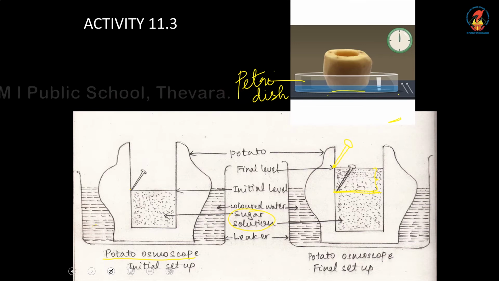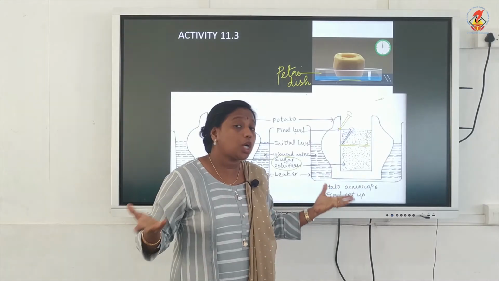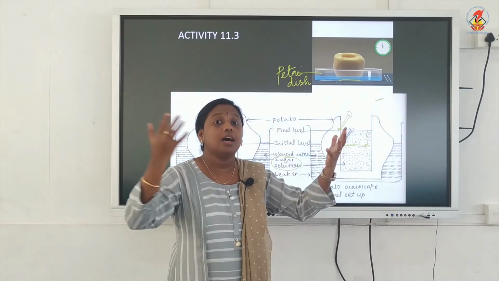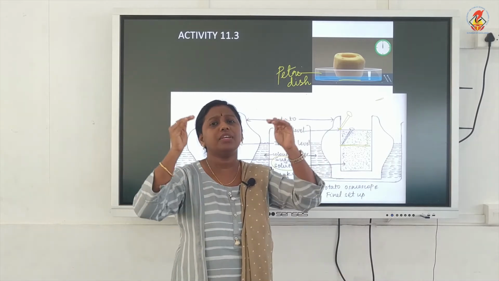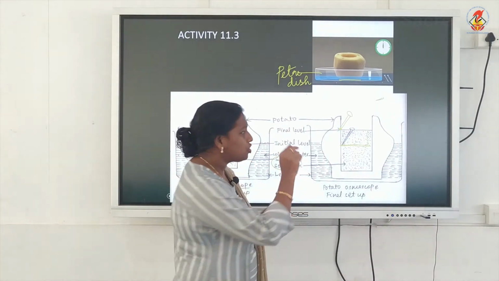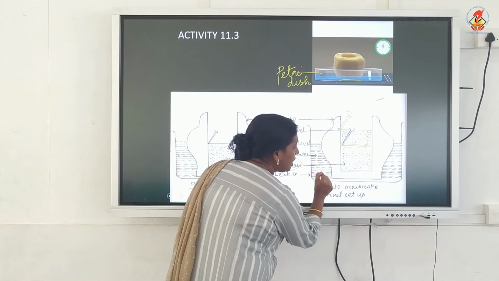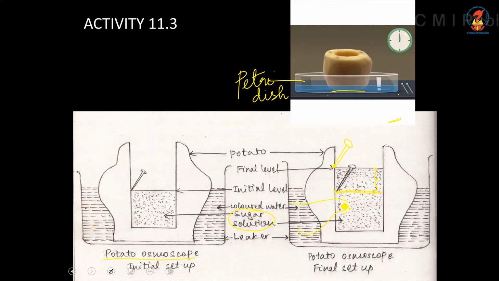Now the same process happened in the root also. Here what happened? Here inside the potato there is less water, outside the potato there is more water. Water will definitely move from a region of its high concentration to a region of its low concentration. So water will move from the beaker into the potato through the cells of the potato. Is it clear? So the water will enter this potato.